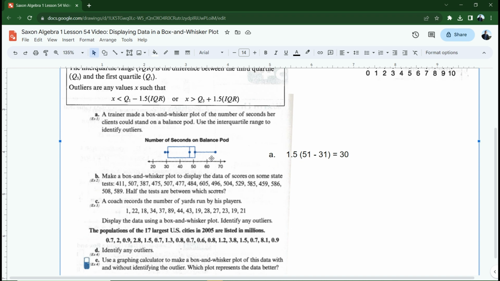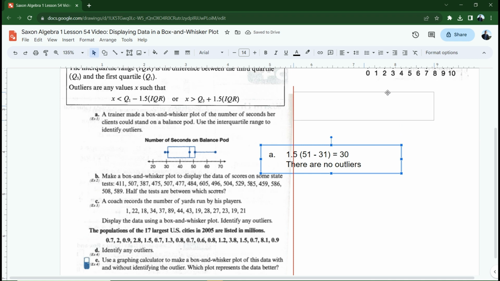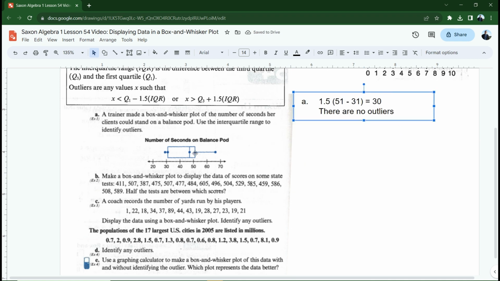I don't have any numbers that are so far away from my first and third quartiles that we would say, hey, there's something really, really strange about that number and how big or how small it is. Because that's what an outlier is. It's a number that's really big or really small and doesn't seem to fit with the rest of the data for some reason. So in this one, we would say there are no outliers because everything falls within 1.5 times the interquartile range below the first quartile and above the third quartile.